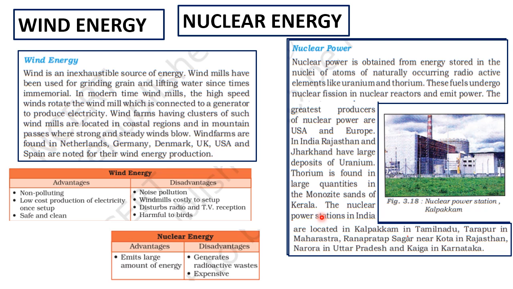Nuclear power stations of India: Kalpakkam in Tamil Nadu, Tarapur in Maharashtra, Rana Pratap Sagar near Kota in Rajasthan, Narora in Uttar Pradesh, and Kaiga in Karnataka. Locate all these important nuclear power plants of India on a political outline map of India. See here in the picture, the nuclear power plant of Kalpakkam.